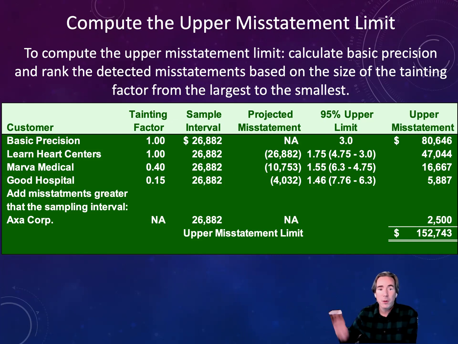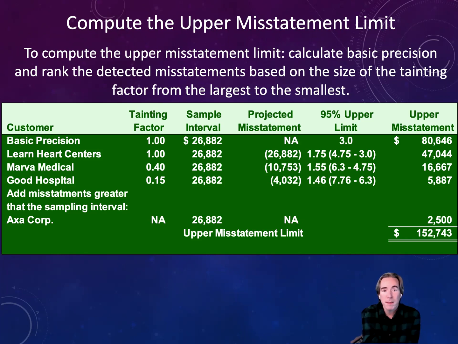And that's 3 times the sample. Now we found 1 error that was 100% misstated. So our projected misstatement is 1 times the sample interval. Now, if we read that row, we found 1 error. It told us that there were 4.75 errors. Well, we've already accounted for 3 of them, so finding 1 error leads us to believe there are an additional 1.75 errors.